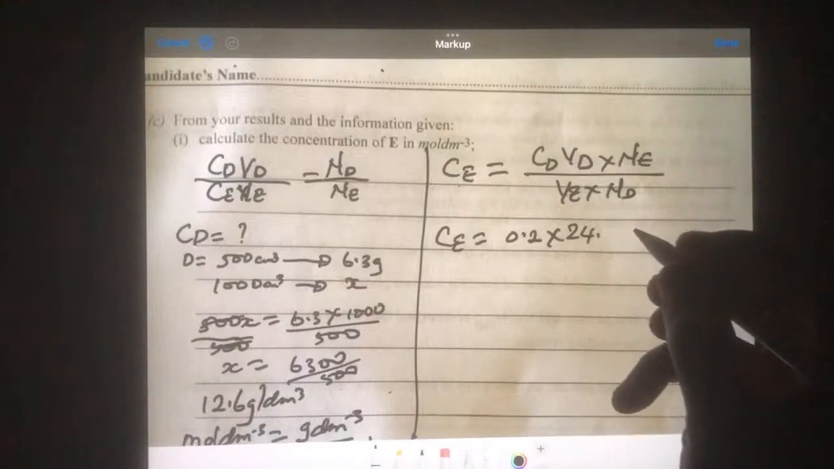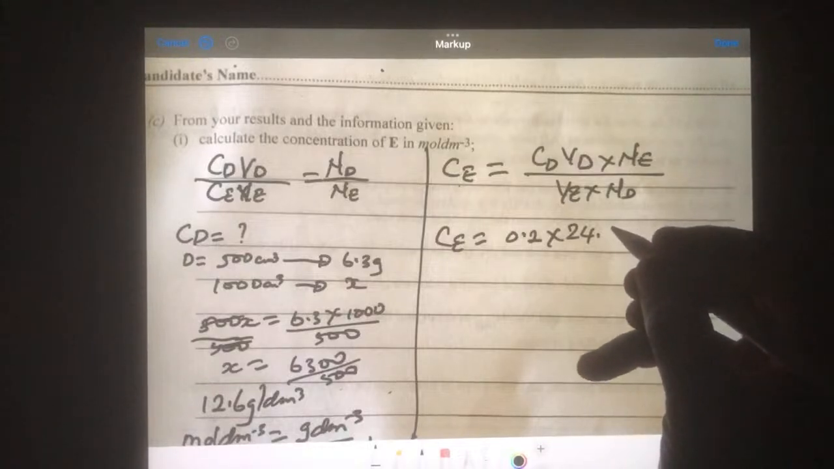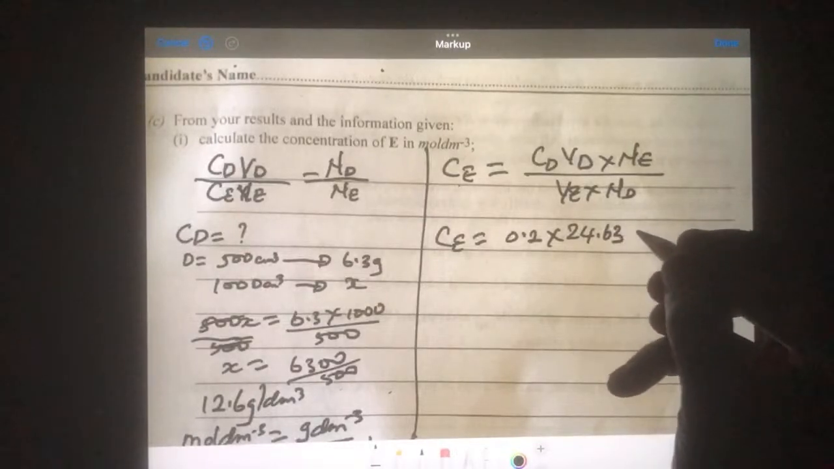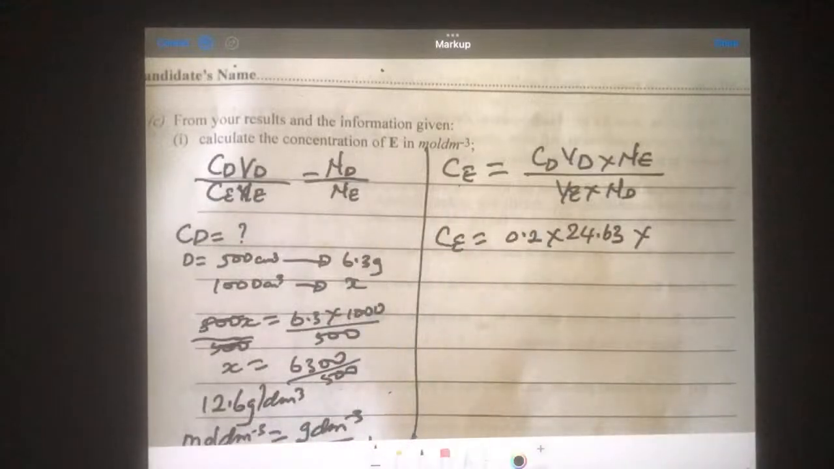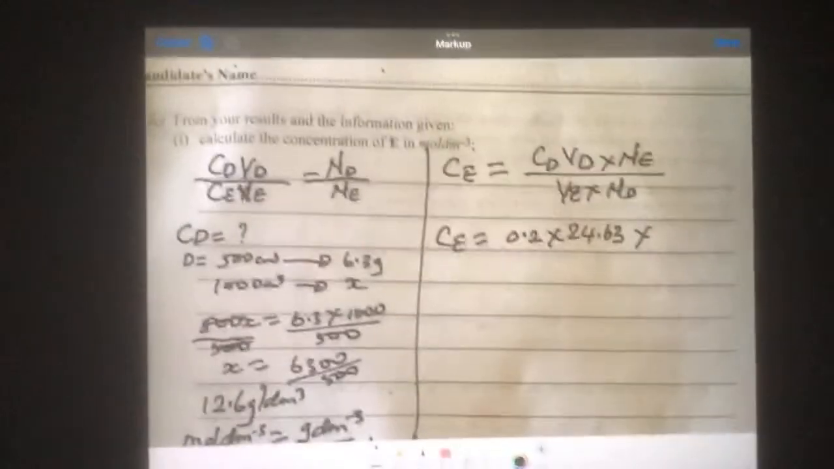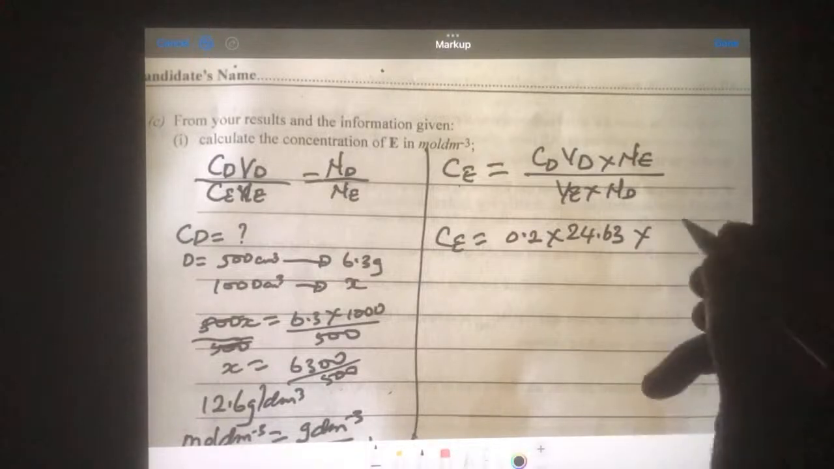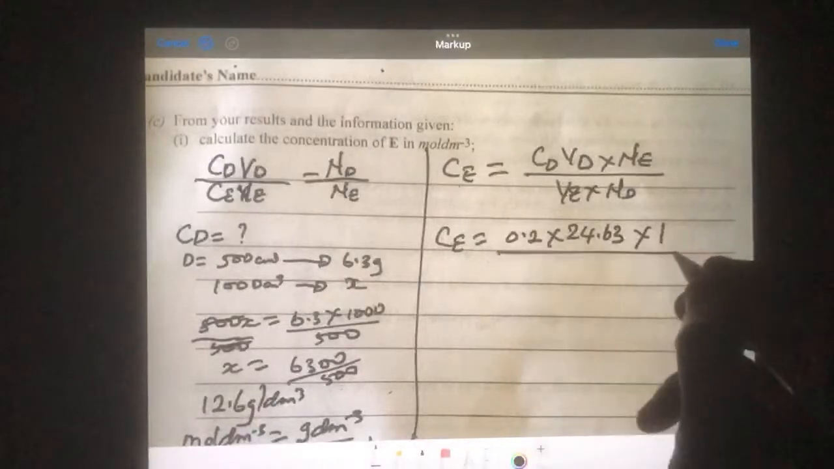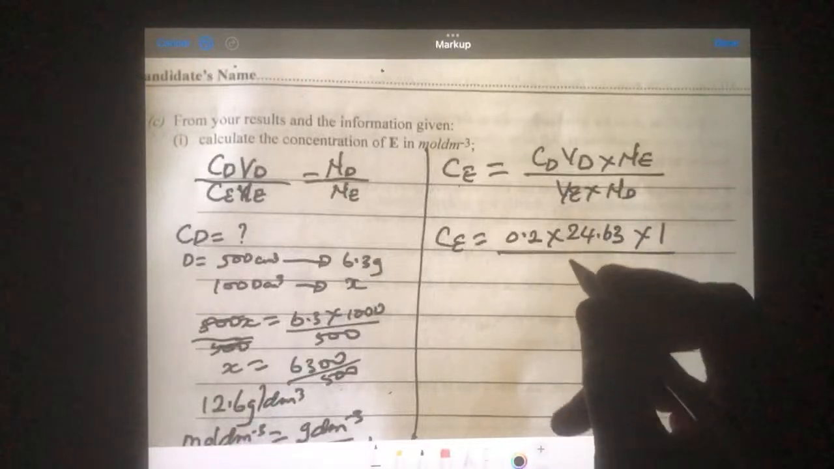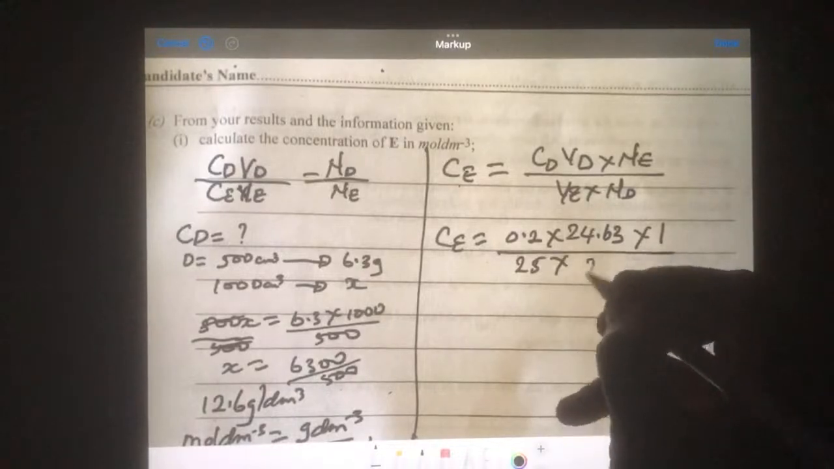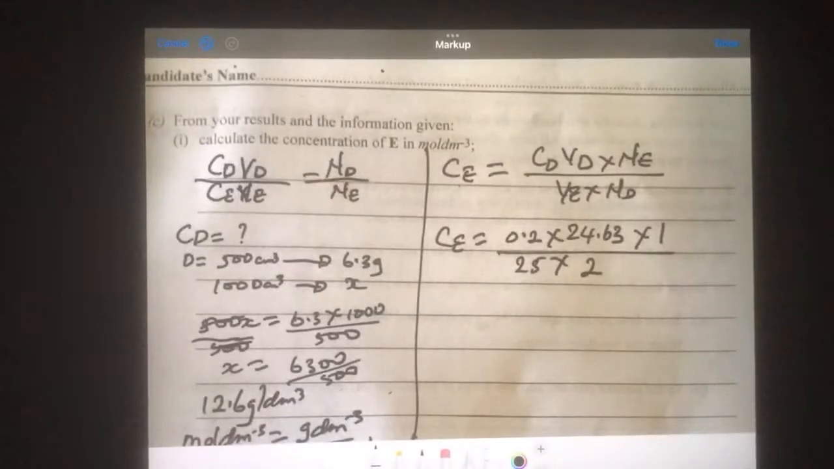So 24.63, if I can recall well, yes, times NE, which is the mole ratio of the base, that's the Na2CO3. From the mole ratio, it was only one mole that we put under it, therefore it's going to be 1. So times 1 all over VE, the volume of pipette used, which is 25, times 2, that's the mole ratio of the acid. Remember when we balanced it?